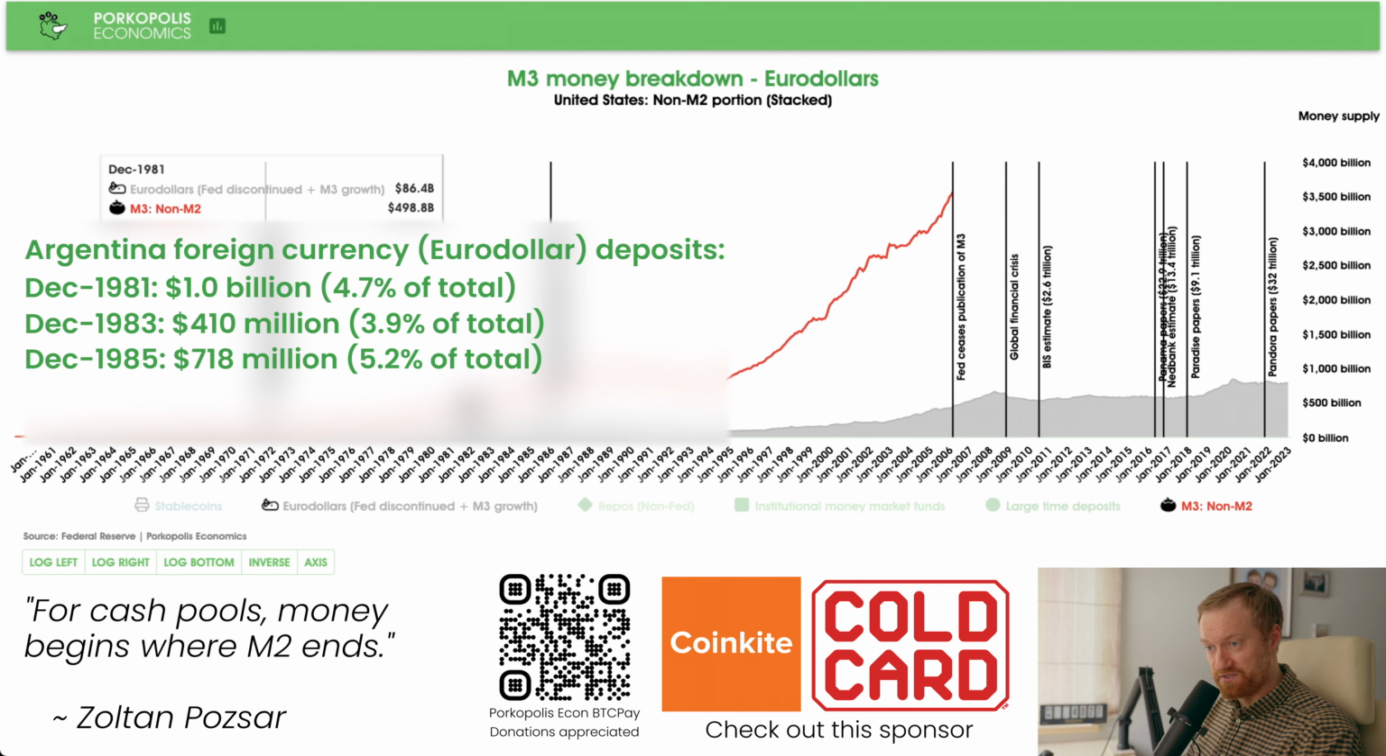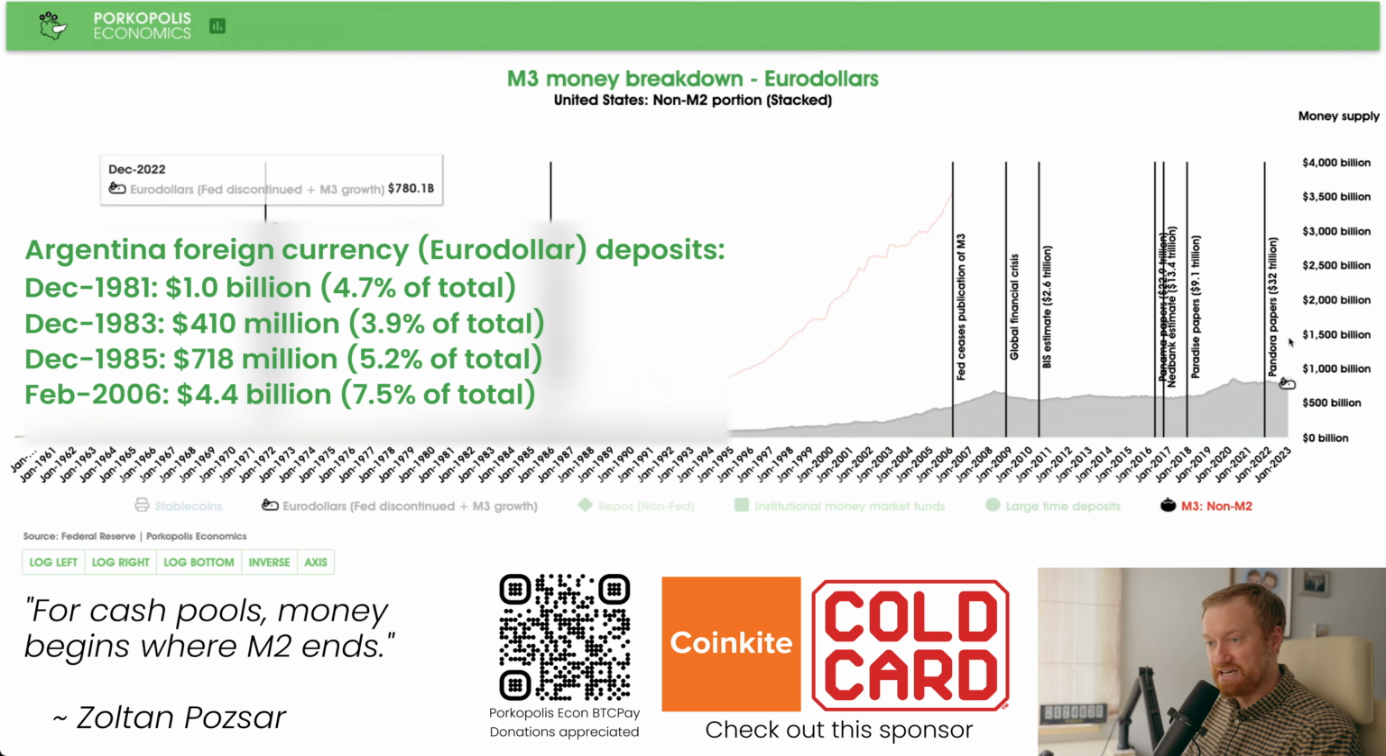February 2006. Now they're on the modern currency, which they have today, the peso. We have $4.4 billion of foreign currency in the Argentinian M3 money supply. $4.4 billion in 2006. This is 7.5% of the total M3 local and foreign deposit money supply of Argentina.